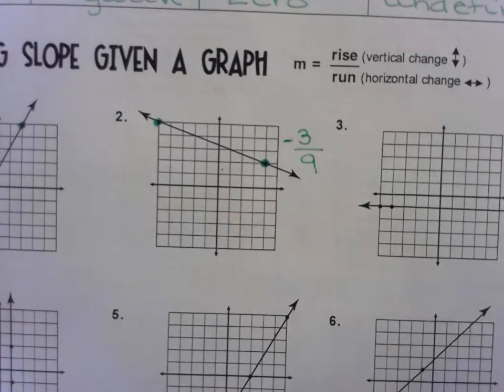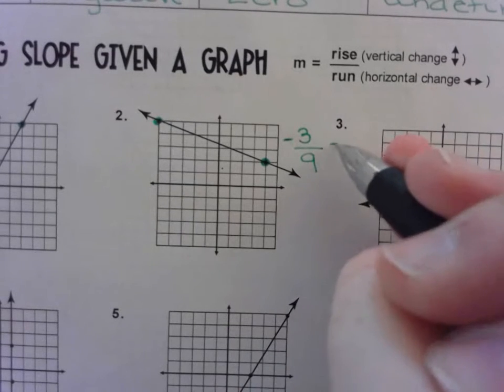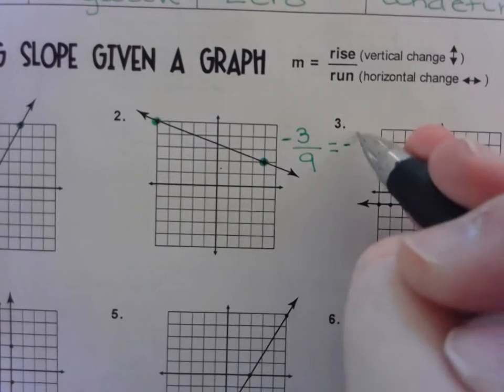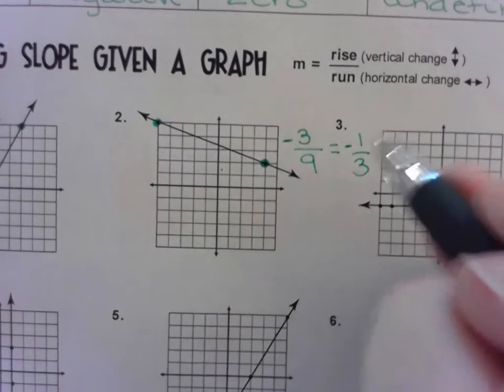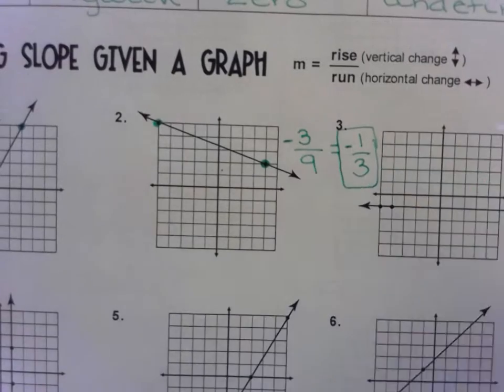I do. Can I reduce negative 3/9? Yes. What is that? Negative 1/3. I can divide 3 and 9 by 3, so negative 1/3. Reduce your fraction.